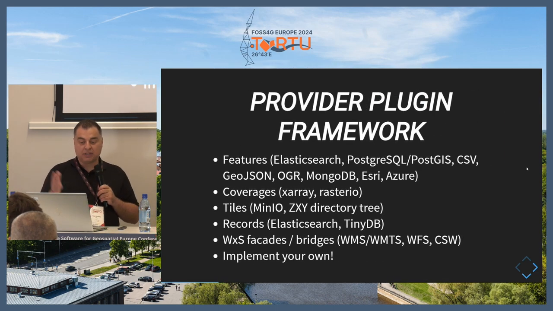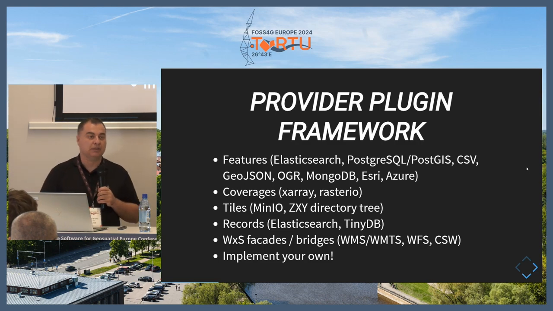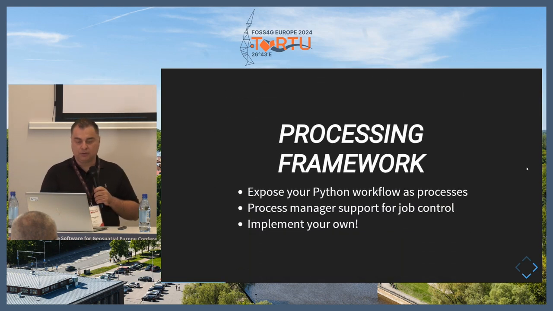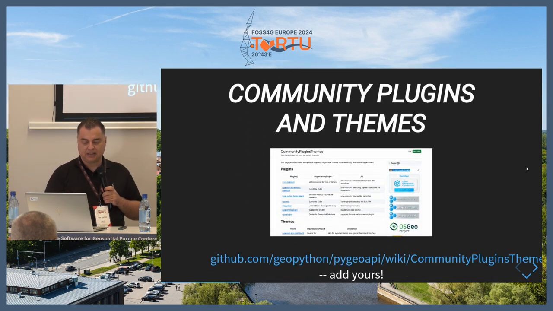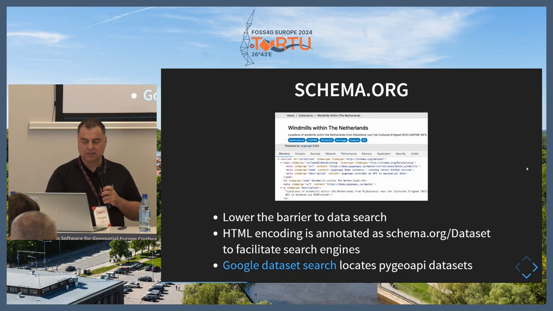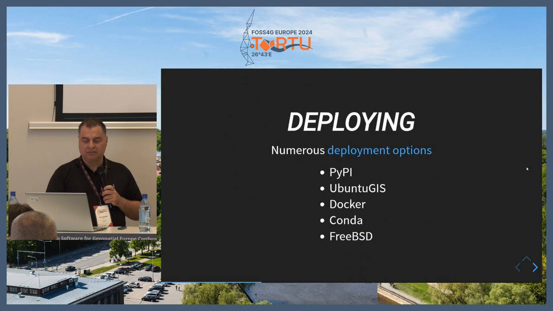And because it's all a plugin framework, you can implement your own. And we have a growing number of community plugins that people are building for their own functionality that they are making available to the community. And we also have a processing framework, which allows you to run processes, at this point in Python, to deploy via OGC API Processes. And quickly, there are the community plugins and themes, and we support JSON-LD, schema.org, and linked data. Again, easy enough in terms of deployment, with a number of different distributions.